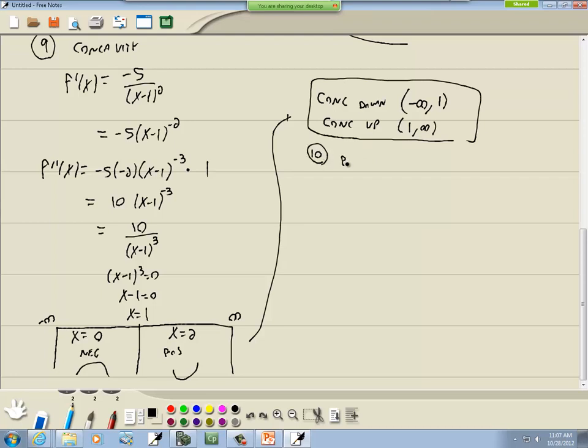Now our POI is where the concavity changes. Well, it just changed here, didn't it? But at x equals 1, our graph does not exist. So there cannot be a point of inflection. So the answer is none there.